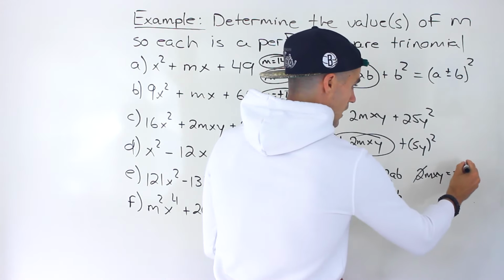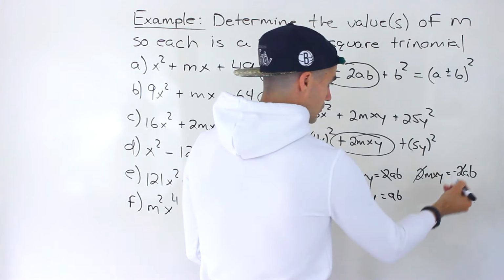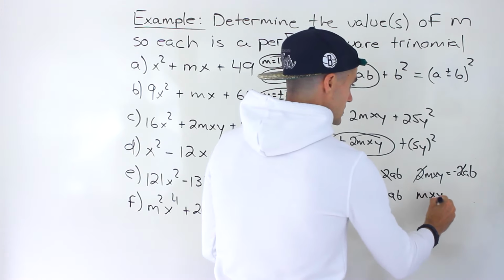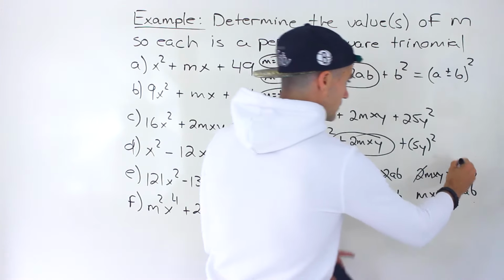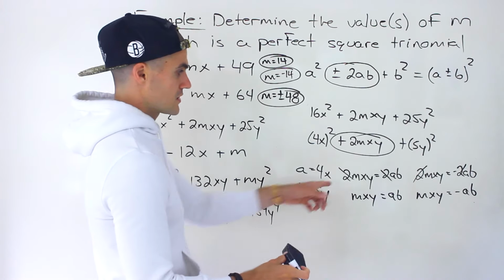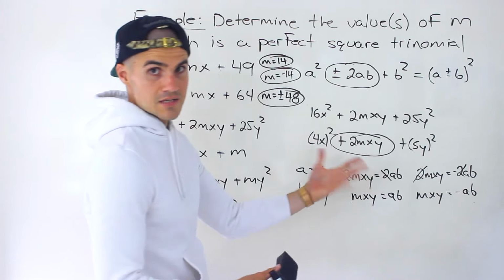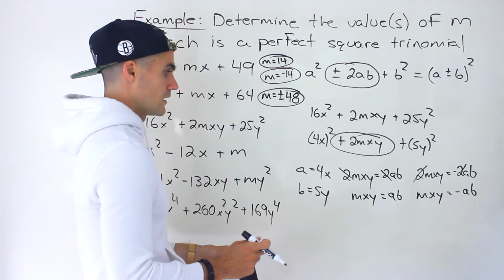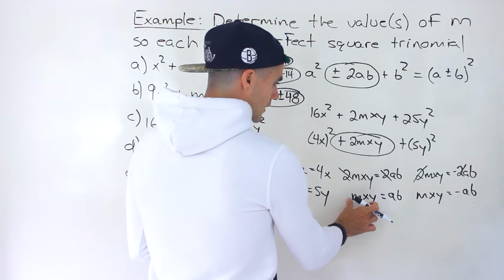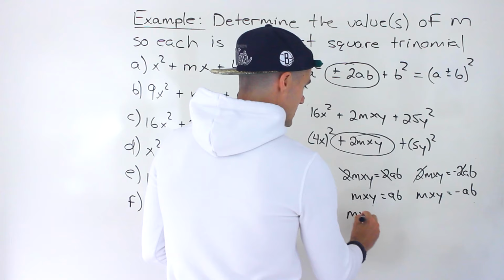The 2's cancel out, but we're still left with a negative 1 there, so mxy is equal to negative ab. You keep the 2's if you want, but because they're just on both sides, you could divide both sides by 2. That would get rid of the 2. So from here, this is where we're solving, so we're going to leave this side as is.